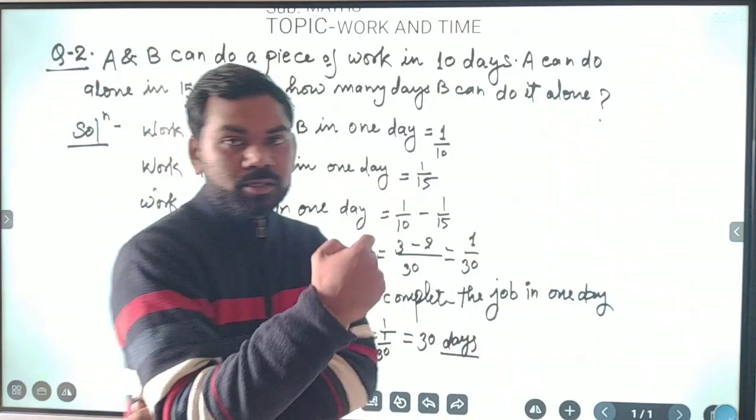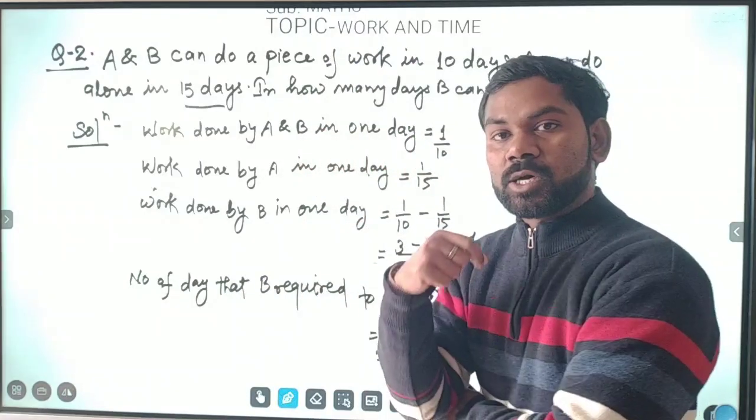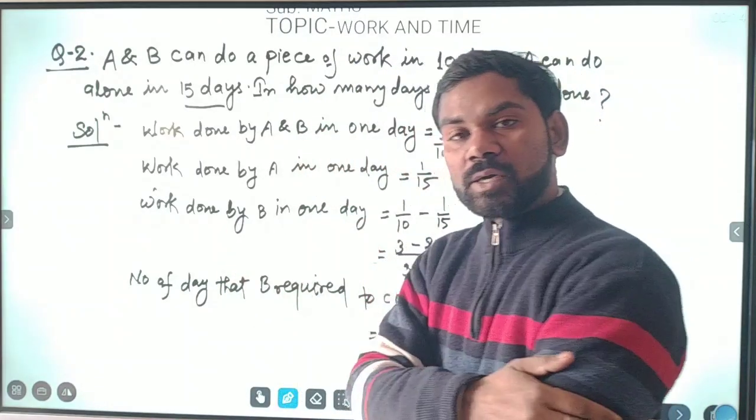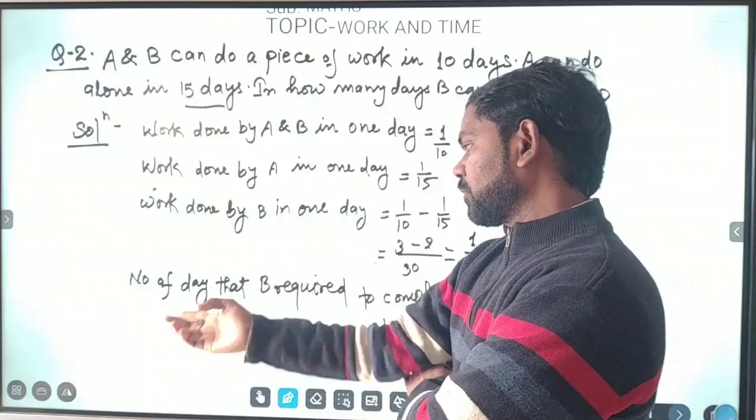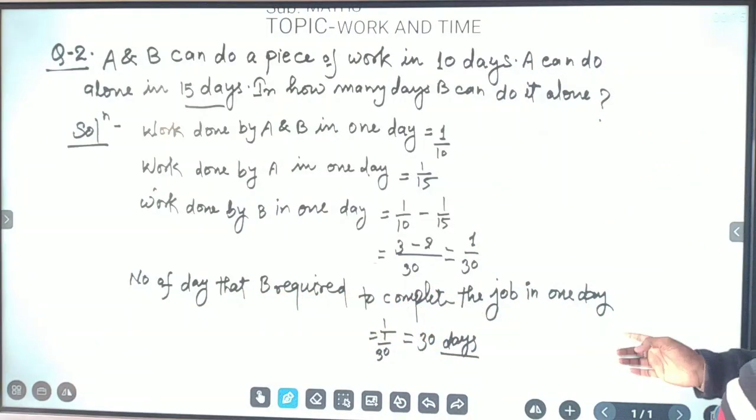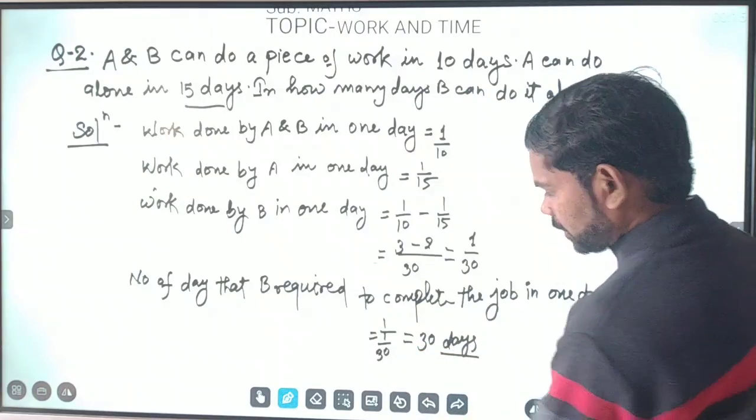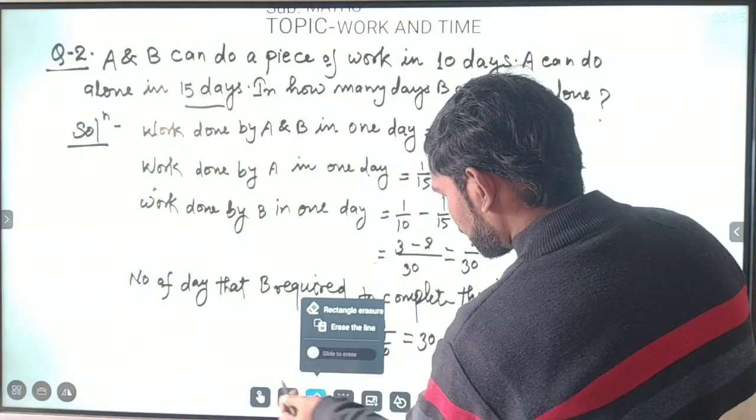Since we know that the number of days is the reciprocal of the work done in 1 day, the number of days that B requires to complete the job is the reciprocal of 1 upon 30. Let me write this clearly.